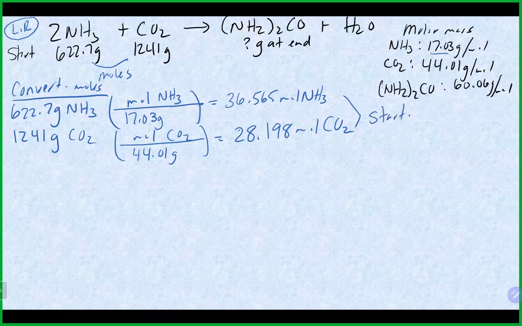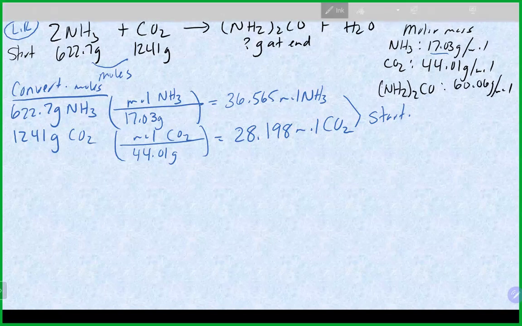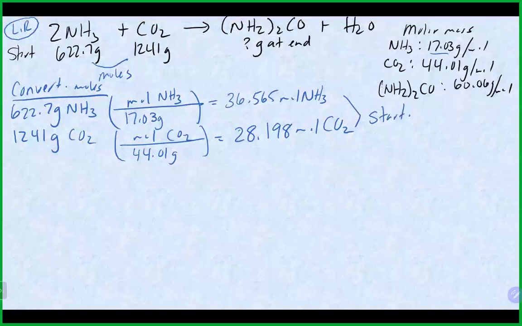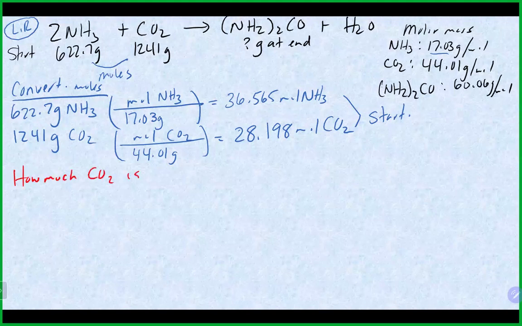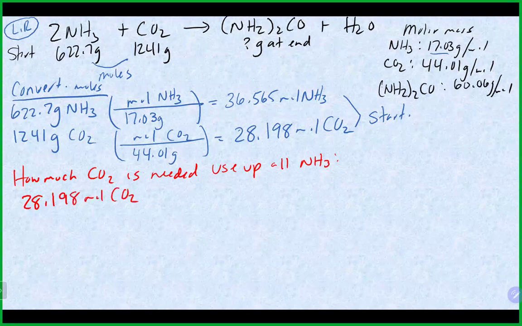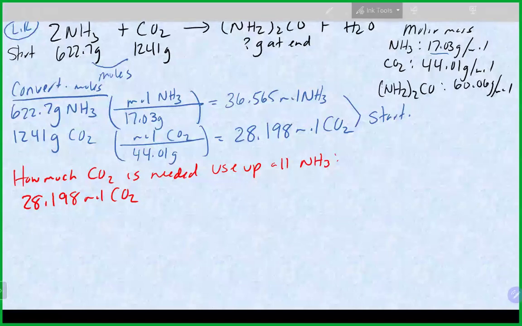And now, because we know it is a limiting reagent type problem, we will need to do that calculation. So as we talked about previously, you could choose whichever one that you want. I'm going to figure out how much CO2 is needed in this case to use up all of my NH3. So I'm going to take the moles of CO2, 28.198 moles of CO2. I'm going to do, I'm sorry, I chose the wrong one. Let me start with the other one there.